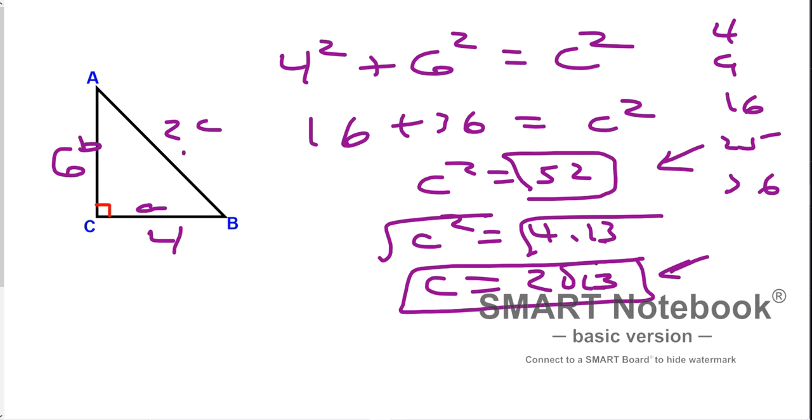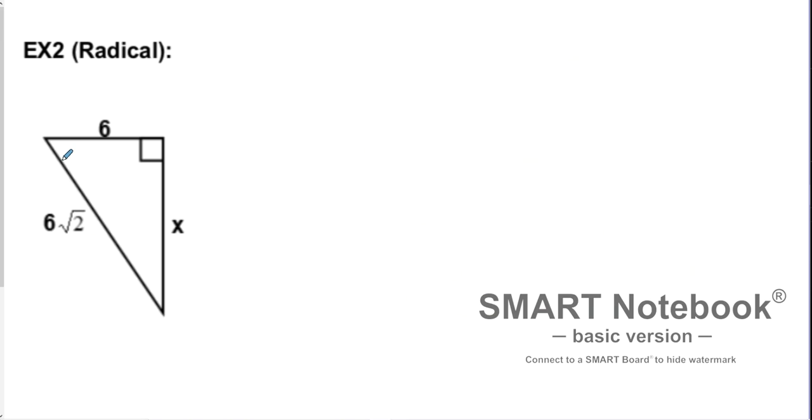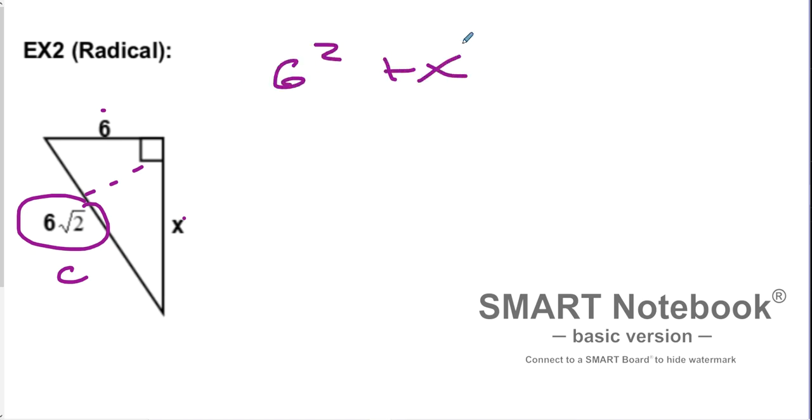All right. So what if we're given something different, like here's a radical. And this is c, because it's opposite the hypotenuse. I could have called it some other letter if I wanted to. And here's our 2 legs. So we're going to do 6 squared plus x squared is equal to 6 radical 2 squared. Put that in parentheses. If you're not using a calculator, it shouldn't be a problem. If you're using a calculator, there's a high chance you're going to make a mistake because it's just going to square the radical 2 and not the 6.